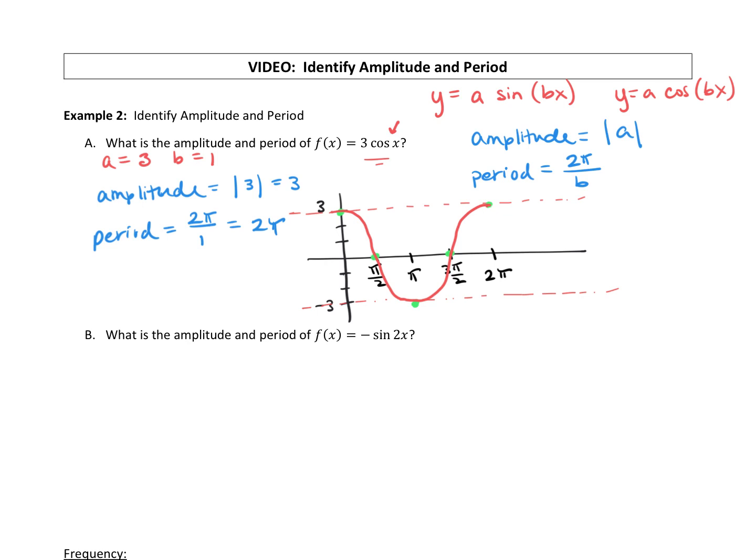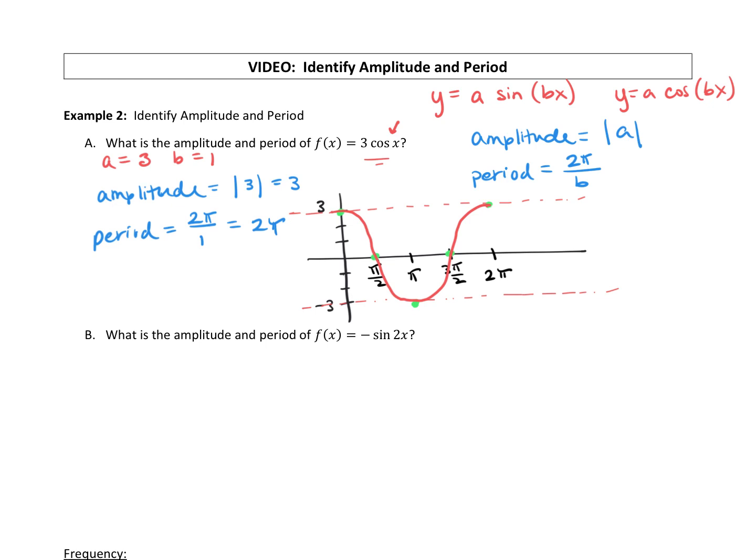We could continue and get another curve if we wanted, but we got one cycle to fit from 0 to 2 pi because our period is 2 pi, so we get a full cycle to fit in there. All right, part B. What is the amplitude and period of f of x equals negative sine of 2x?